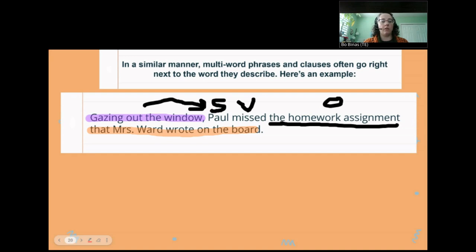Modifiers modify whatever they're closest to in the sentence. That Mrs. Ward wrote on the board, highlighted in orange. That's our second modifier. What's it modifying? The homework assignment. Yep. So we're being more specific about the homework assignment. It's giving us more information about that homework assignment. It's not just any homework assignment. It's the one that Mrs. Ward wrote on the board. Okay. Make sense? Are we getting it? Yeah?